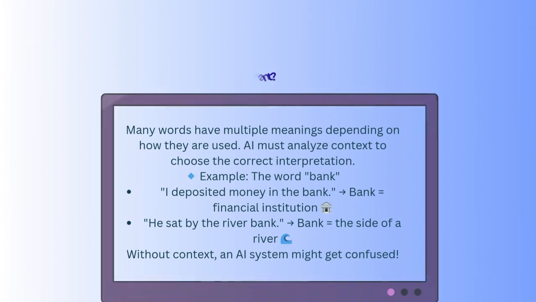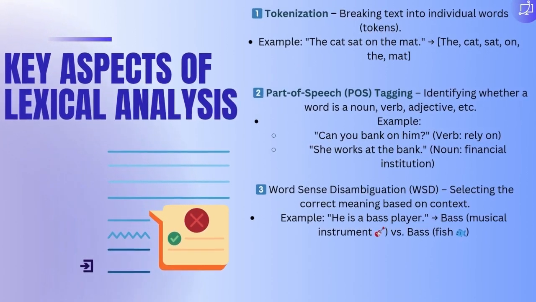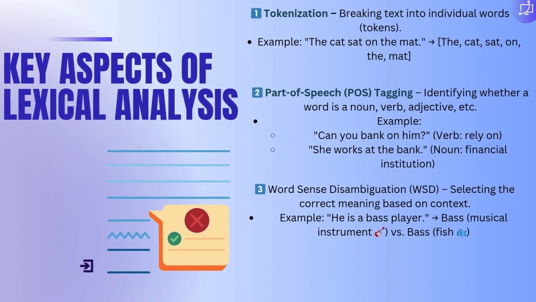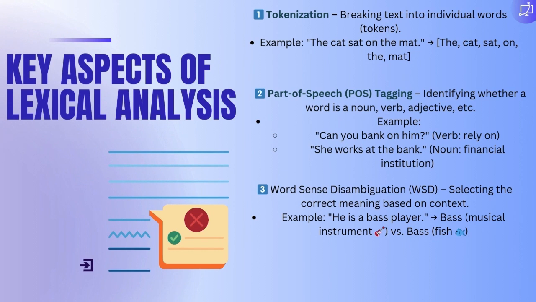Key aspects of lexical analysis. Tokenization: breaking text into individual words, or tokens. Example: "The cat sat on the mat" becomes "The," "cat," "sat," "on," "the," "mat."